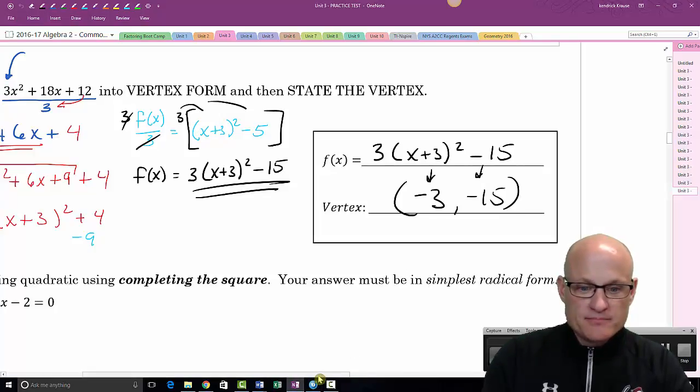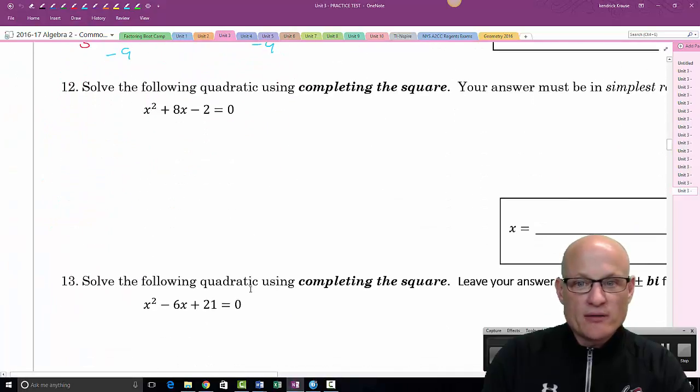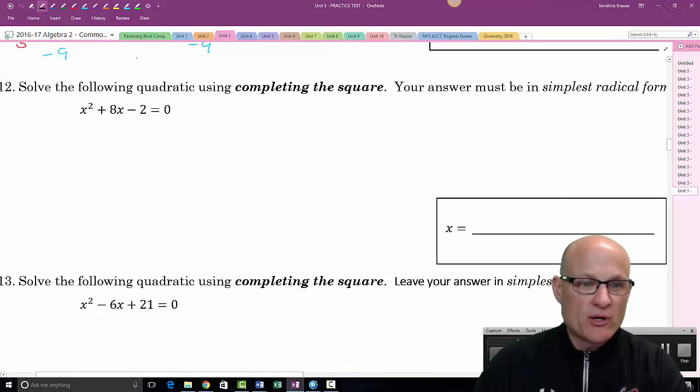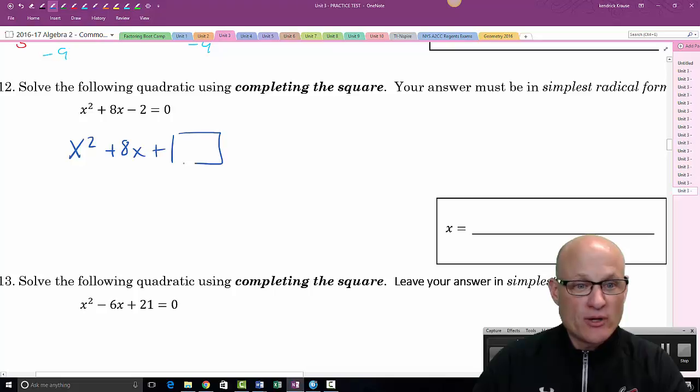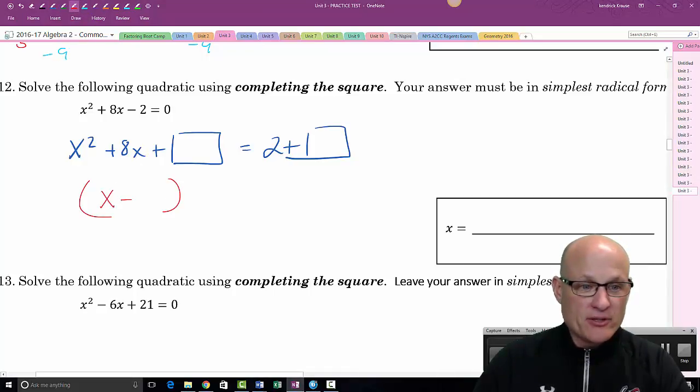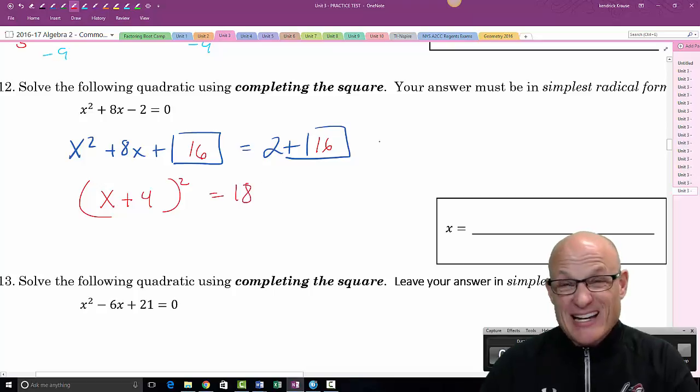All right. Let's do this by completing the square. Your answers must be in simplest radical form. So complete the square. Bring the constant over to the other side and write it with two squares. X squared plus 8x plus square equals 2 plus square. Half the middle squared. So first thing I'm going to do is half the middle squared. 16. 16. So on the right side I get 18. Almost done. I'm getting there.